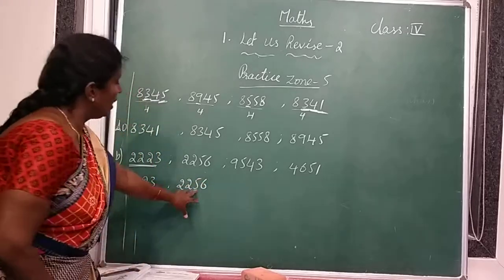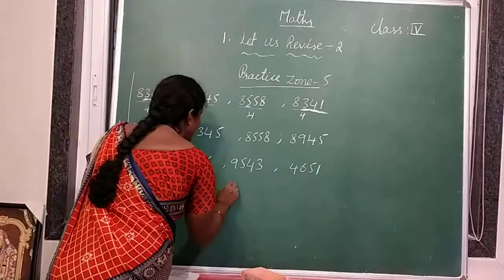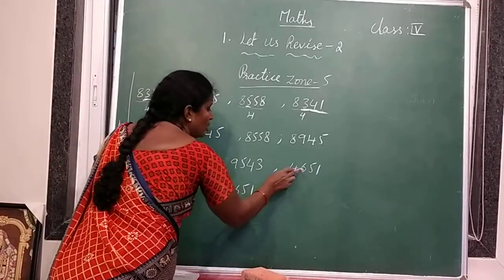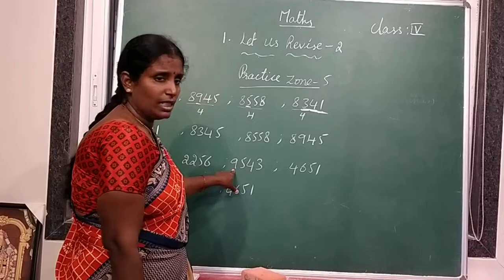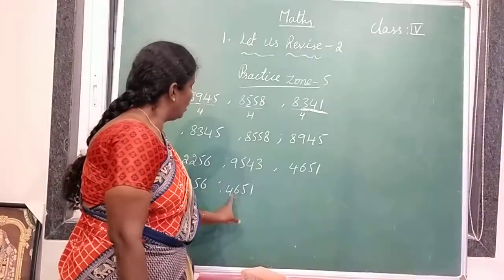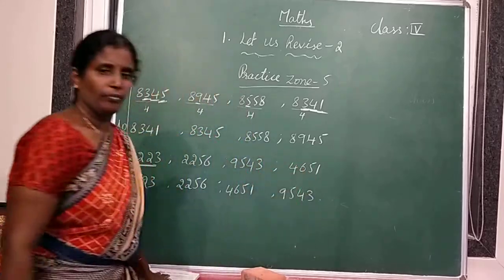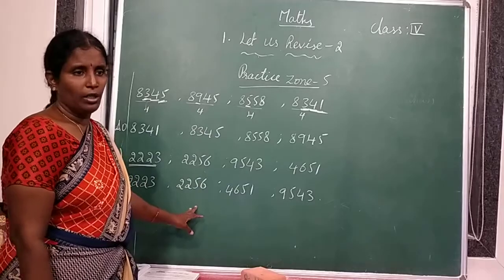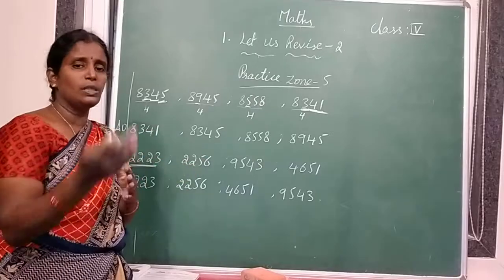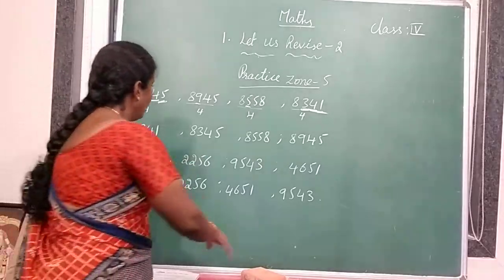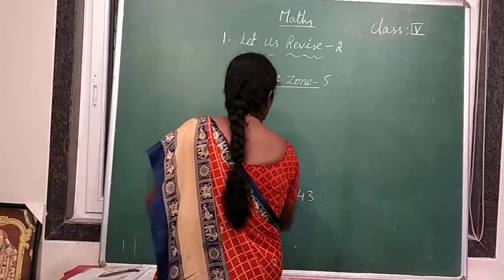So 2223, 2256. In these two, which one is smaller? Yes, 4651. Why is 4651 smaller? Because the 9 in thousands place and 4 in thousands place. Okay, good. So last one is 9543. Understood? This is ascending order. Like this only we have to compare, but we have to arrange from big to small in descending order. Okay? In descending order, we should write from big to small.